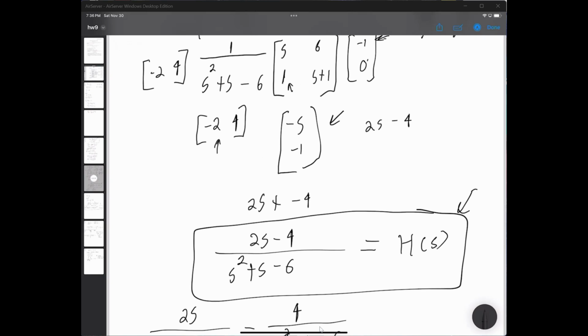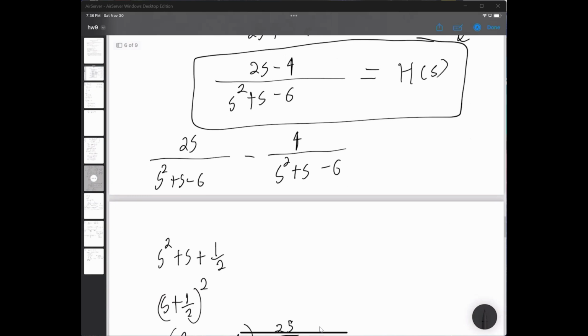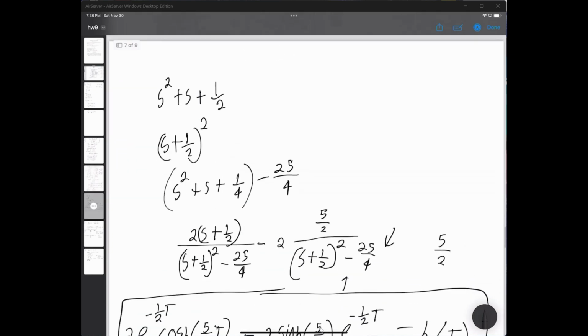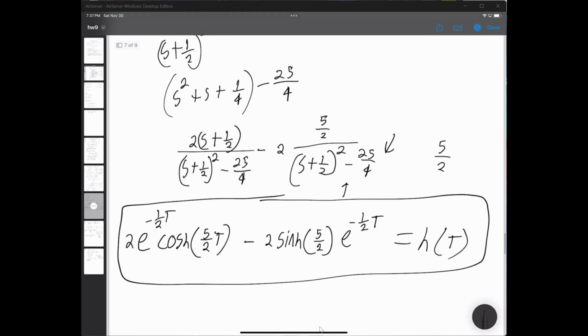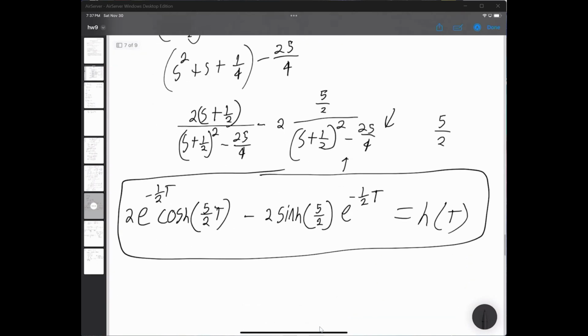Now you can inverse this to the time domain, but for this problem, it's not needed. It just wants to know the transfer function. It doesn't state specifically if it wants it in the S domain or the time domain. But if you want to look at my work, I separate the variables. I find a term in the bottom, and then they become a hyperbolic cosine and a hyperbolic sine. This is for the time domain conversion.